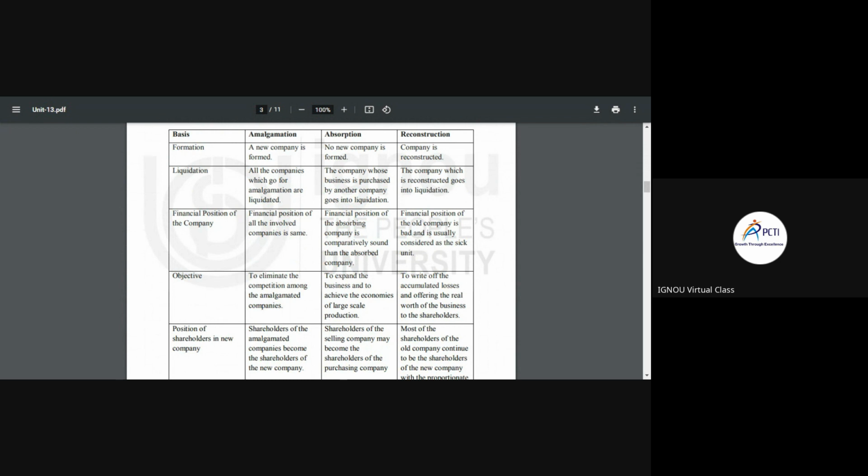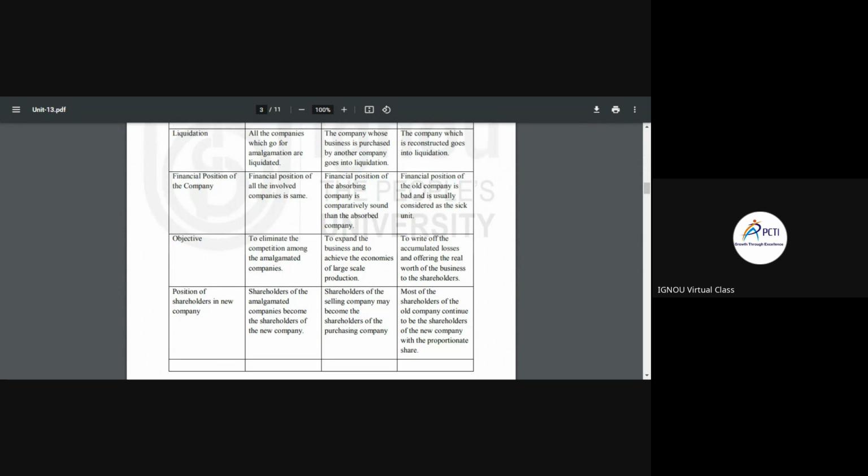Financial position of all the involved companies is same. Financial position of the absorbing company is comparatively sound than the absorbed company. Financial position of the old company is bad and is usually considered as the sick unit.